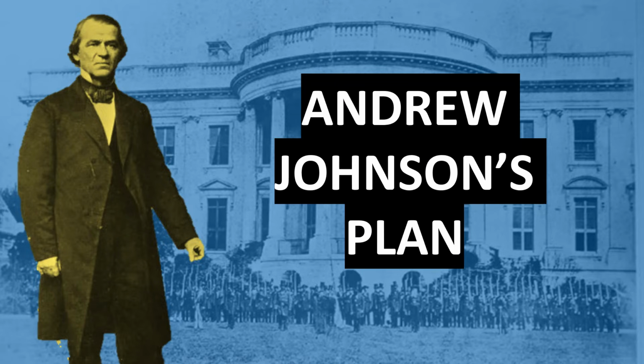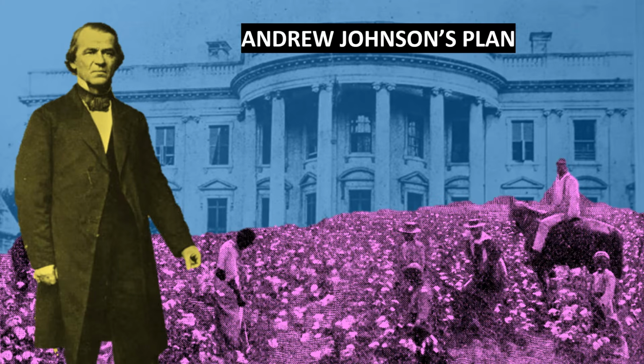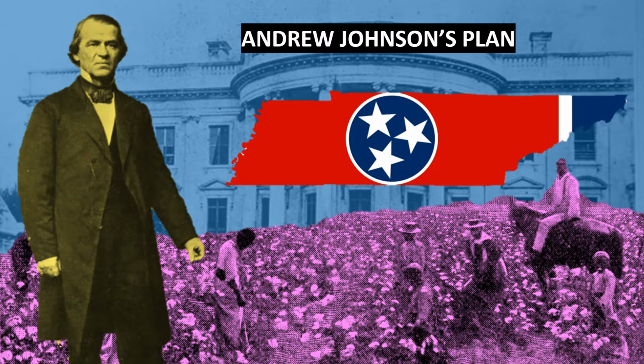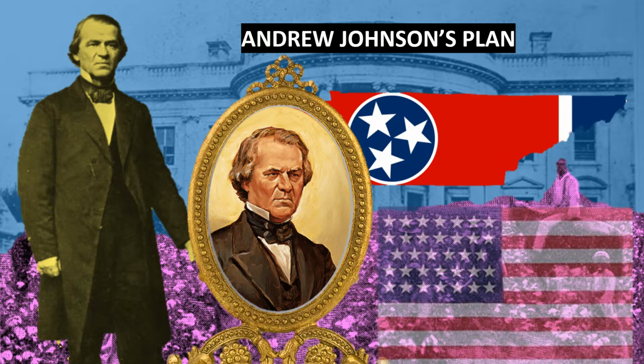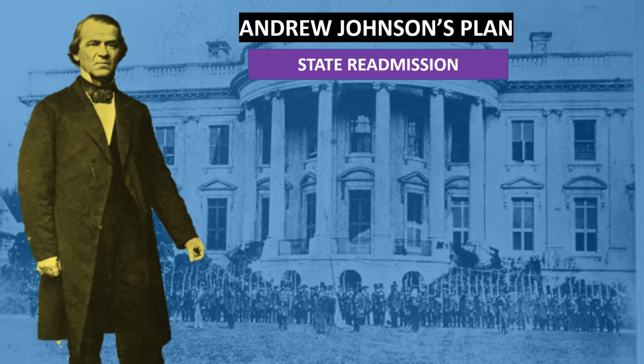Andrew Johnson's plan. Andrew Johnson was a former slave owner and senator from the state of Tennessee who had remained loyal to the Union. Johnson had only been vice president for a little over a month when he became president after Lincoln's death. Even though it was believed that Johnson would impose harsh conditions for states to be readmitted into the Union, Johnson's plan for readmitting states ended up being more relaxed and lenient than Lincoln's.